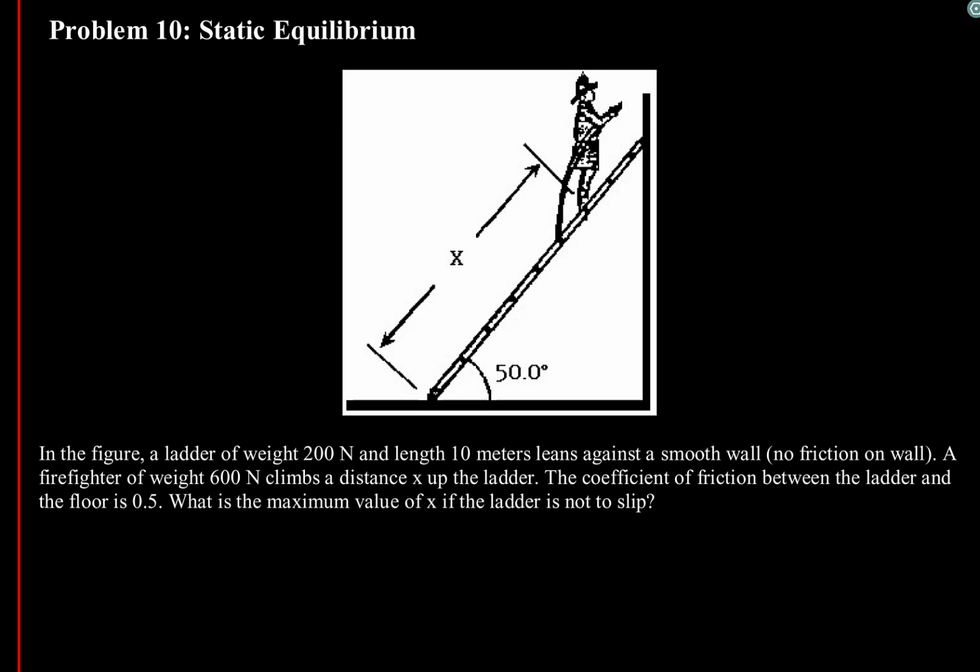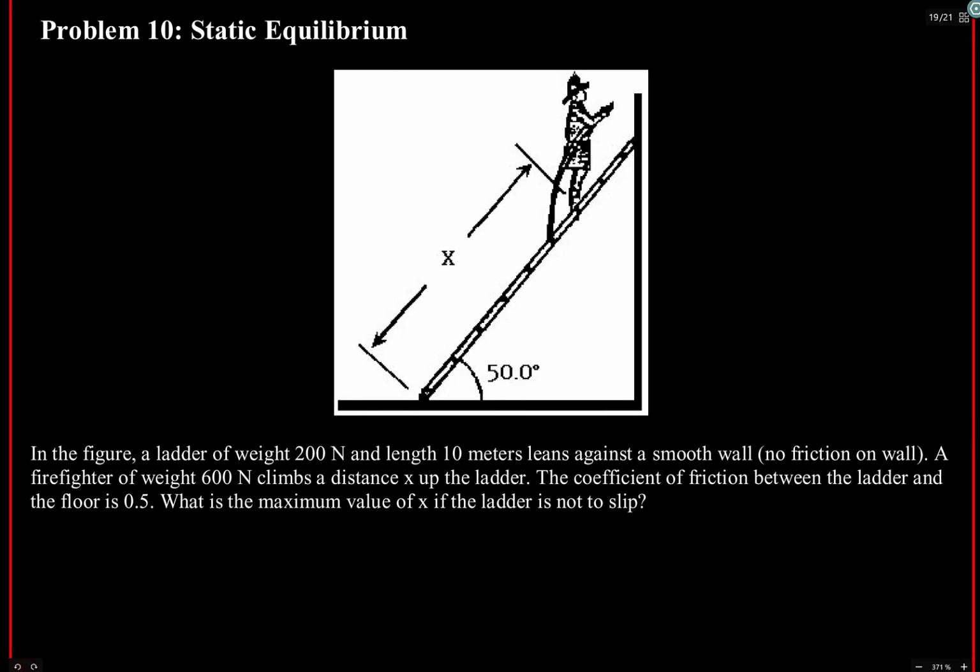So the very first step we do when we are given a problem like this is to draw a free body diagram. So right here, we have the normal force on the floor N1. We have a normal force due to the wall, N2. We have the weight of the firefighter, I'm going to call this WF. We have the weight of the ladder, I'm going to call this WL.